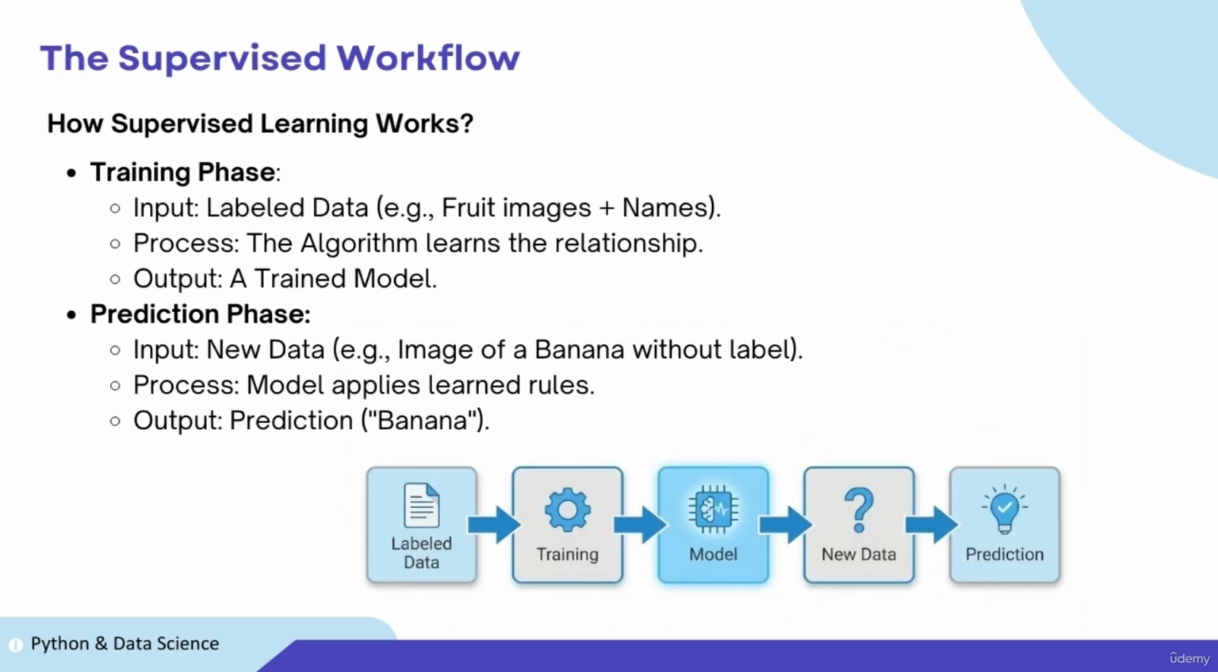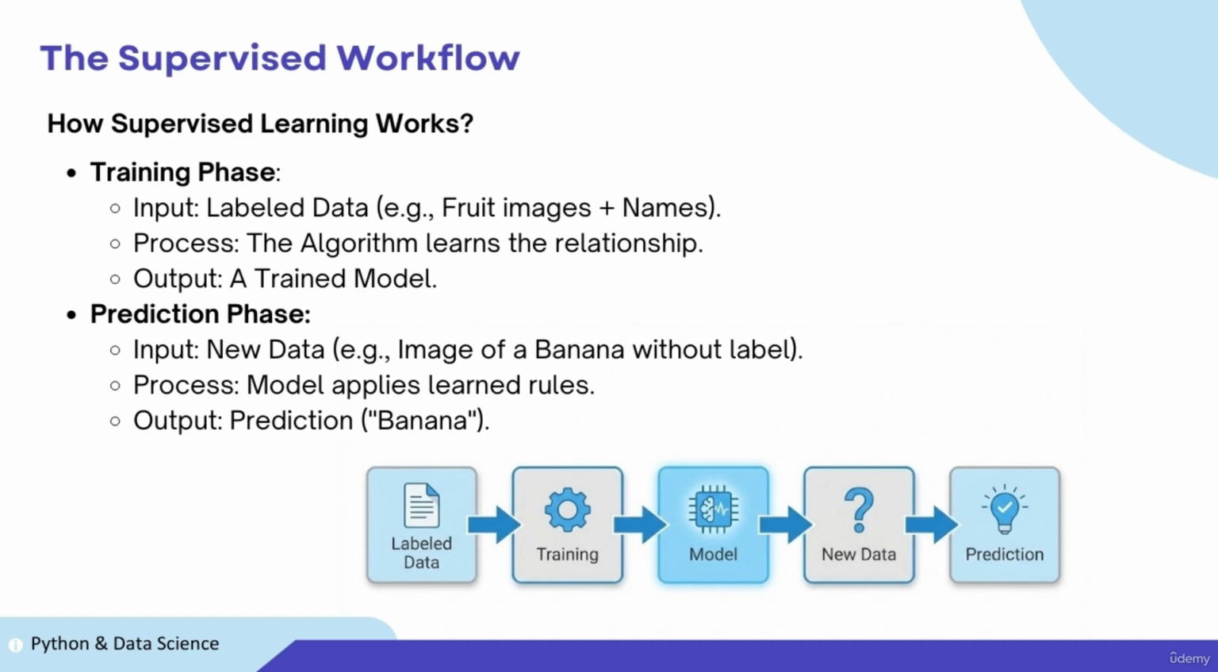This is the workflow you'll use in your Python projects. It happens in 2 distinct phases. First, the training phase. We take our historical data, for example, images of fruit paired with their names, we feed this into the algorithm. It processes this information and produces a trained model.